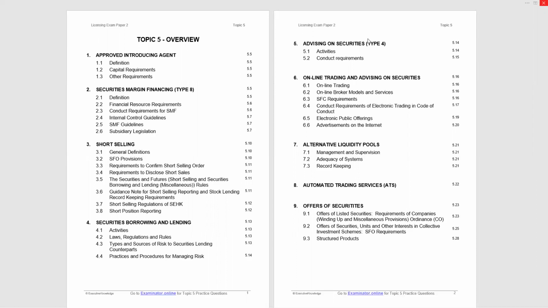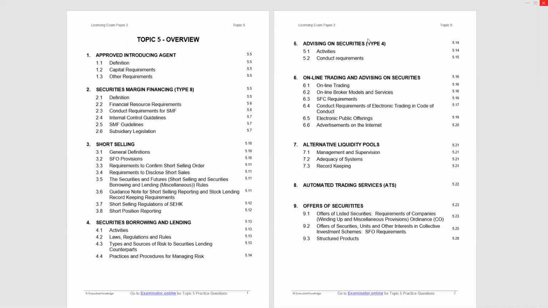Let's look at what is covered in topic 5. Approved introducing agent. There seems almost always a question on that section, and I'll cover that in a moment. Securities margin financing, that's the type 8 activity. Yes, there will be something coming up on that. We have to be prepared, as with short selling. So the first 3 sections often have a question. So you're probably only going to have 2 or 3 more questions from topic 5. So I wouldn't be concerning myself with knowing all this material, certainly the first 3 sections.